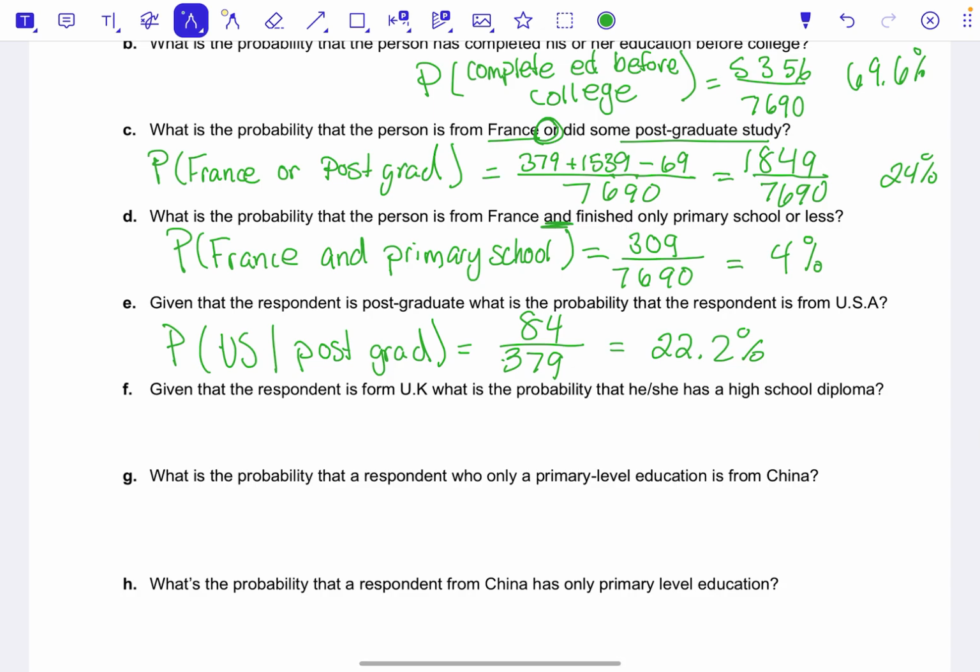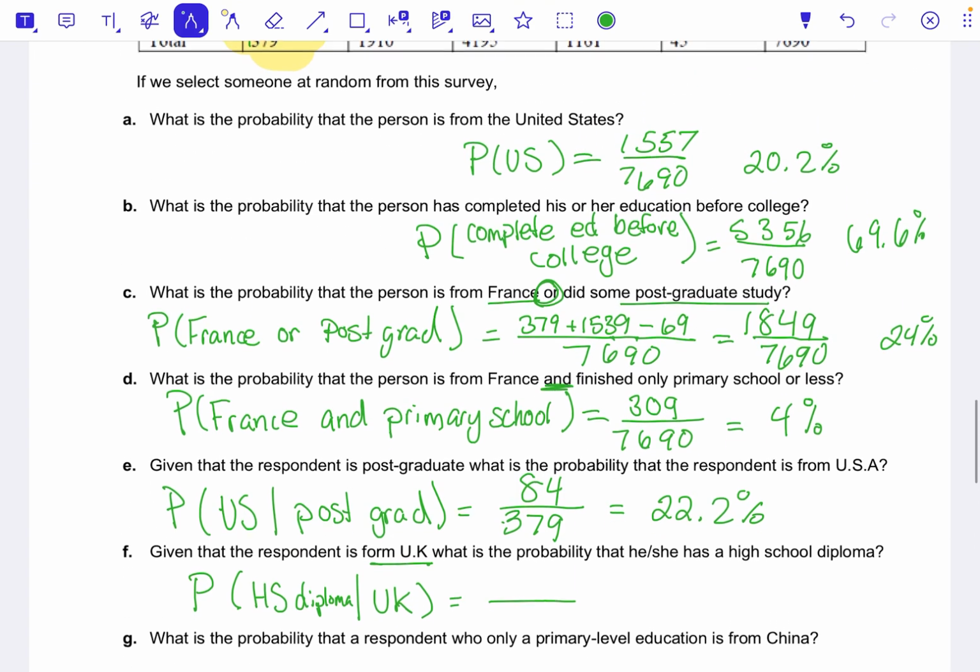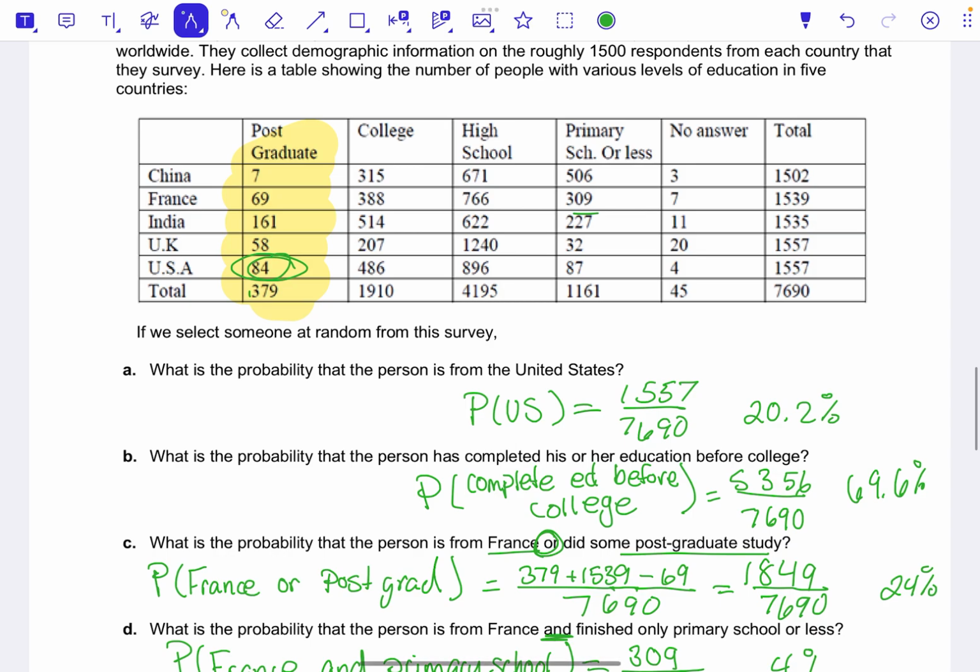Given the respondents from the UK, what's the probability that she has a high school diploma? So probability, UK, high school diploma. All right, so I need the UK row. And so the UK row would be all of this.